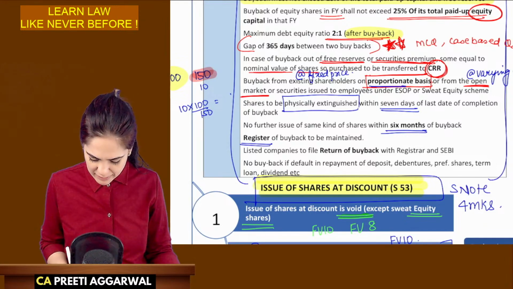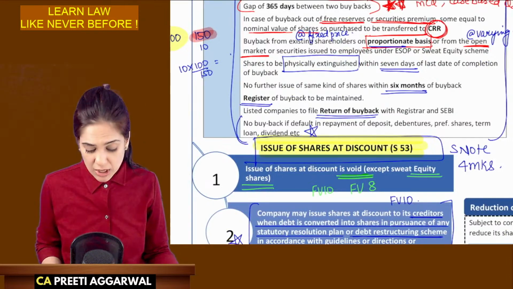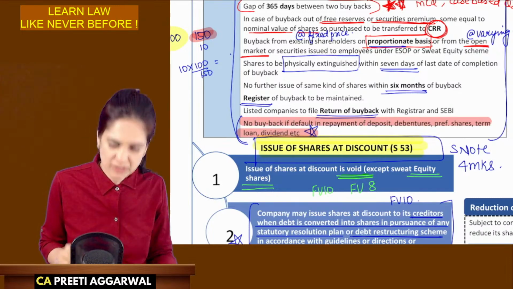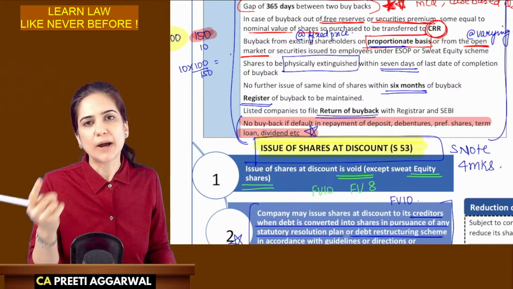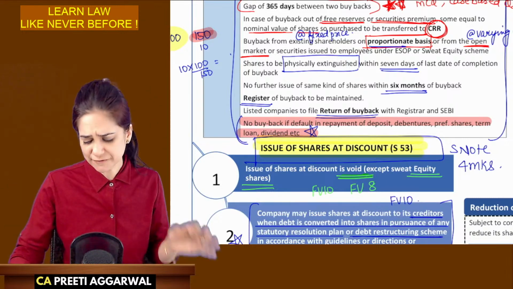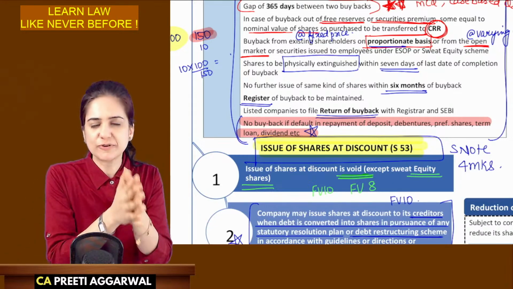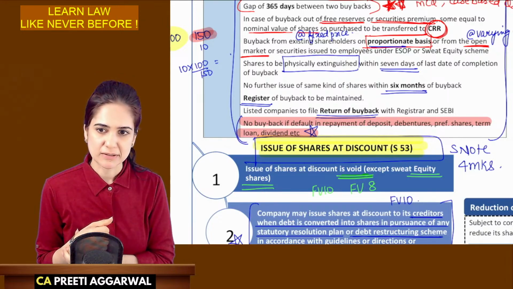Register of buyback will be maintained. Listed companies will file a return of buyback. The company should not have defaulted. This is important for case-based question. First, you fulfill your current obligations and only then we will allow you to use that excess money for buyback. So first, use the money for paying off your existing liabilities, then we will allow buyback.